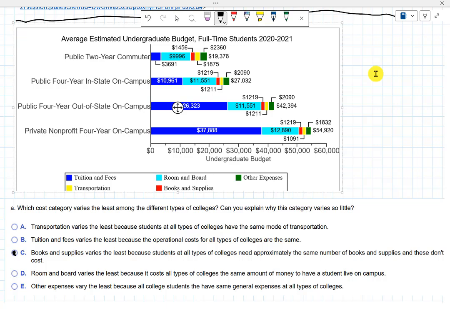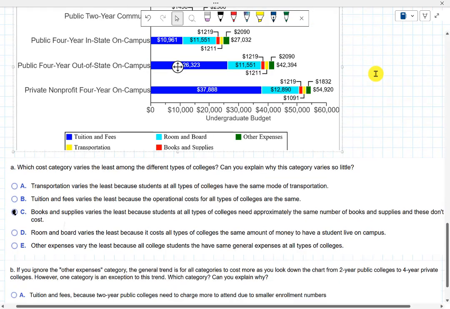This red one, I wouldn't say it's trending downward because it goes down once, but then it stays at 1,219. We want something that actually looks like it gets cheaper as you go down the list. What's the yellow one? The yellow one starts at 1875, right? Then we're at 1211, 1211, and then 1091. So that certainly goes down as you go from highest to lowest, and the dark green we're supposed to ignore. So based on this, I would say it's transportation.